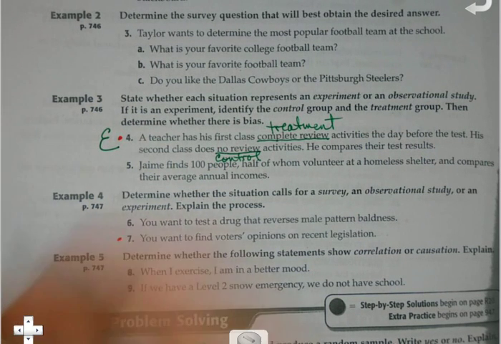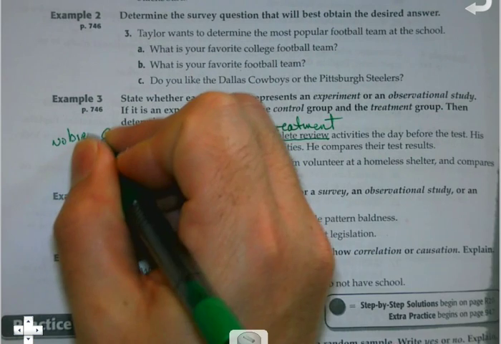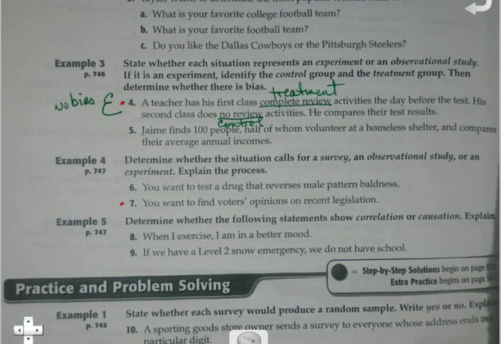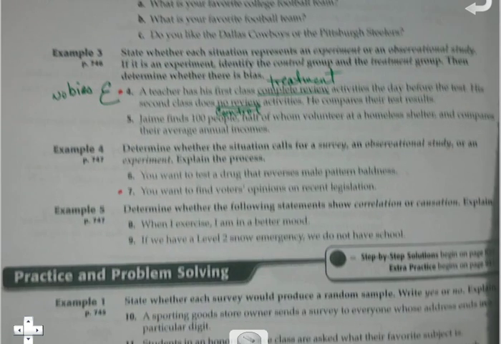I agree. I don't think there would be either, just because the teacher's trying to see, does the review actually do any good or not, is the way I would look at this. Now, if it said a teacher likes his first hour class and gives them review activities, and his second class, which he despises, he gives no review activities, let's compare test results, then we might be a little bit crazier with that. But in this case, no, not really. There's not a reasoning behind it. If you would say that there was bias, I'd explain it a little bit more deeply than just that.